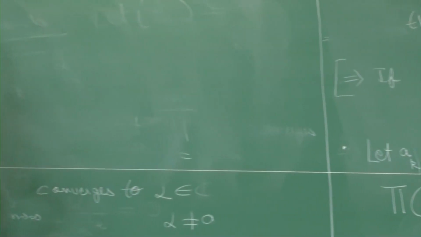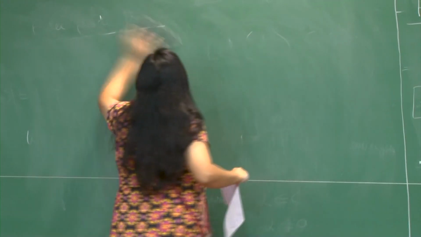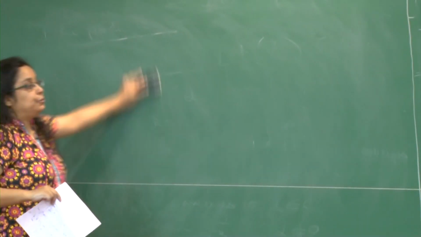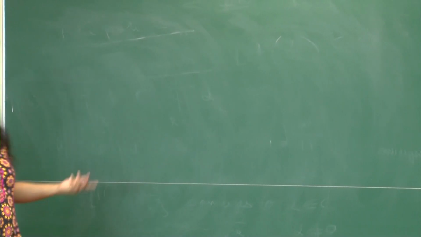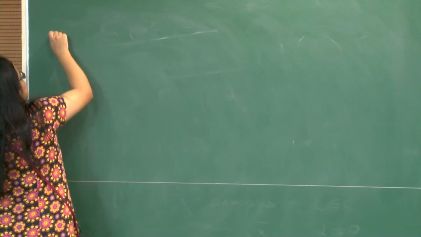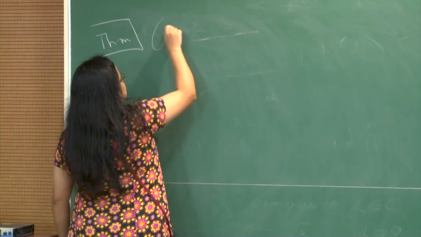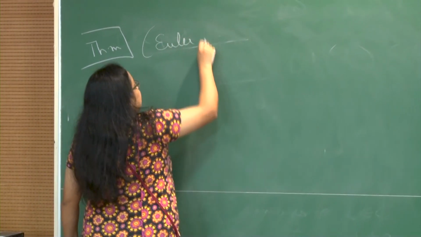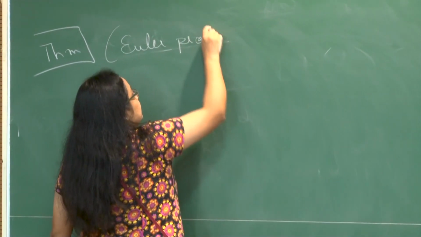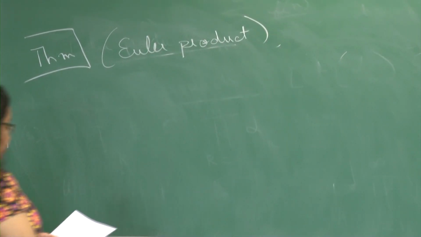With these facts in place, we quickly introduce the notion of Euler products, and henceforth our infinite products will be running over primes. You have already learnt that there are infinitely many primes. So here is the theorem that we want to prove. It is called the Euler product theorem. Usually whenever you apply this theorem, you just say by Euler product. So what does it say?